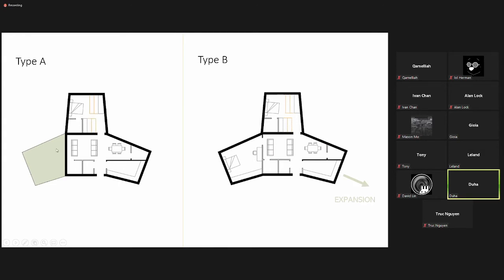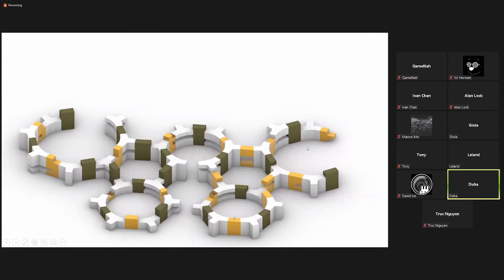There's another possibility as well: if you want a 2-bedroom apartment, you just add this unit to this place, and then you have a 2-bedroom apartment. Then you have type C, which is a 3-bedroom apartment when you expand to this side. And there's also type D where you have 2 units of these connected together. So it looks like this one. You have 2 units connected to two.